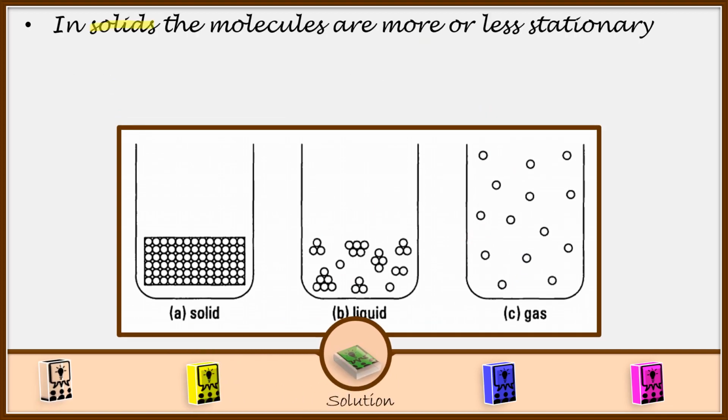In solids, the molecules are more or less stationary. So if you look at solids, you'll see that our molecules are tightly packed together. So they are more or less stationary. They are in one place, fixed in one place.